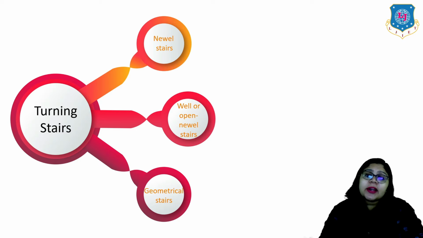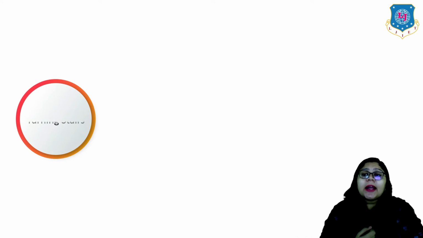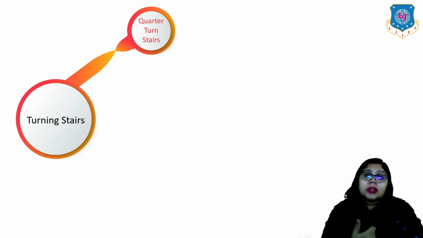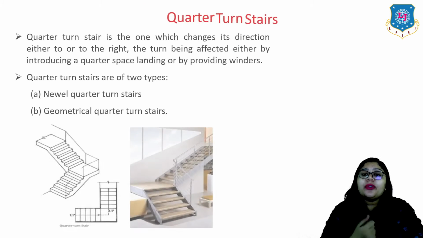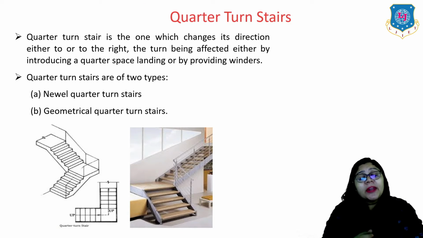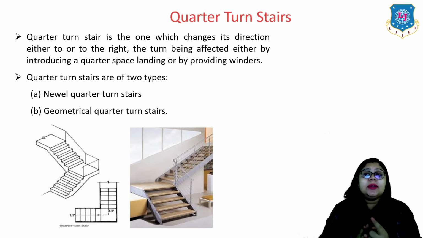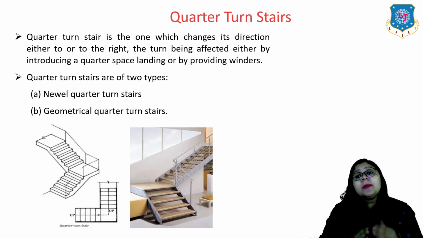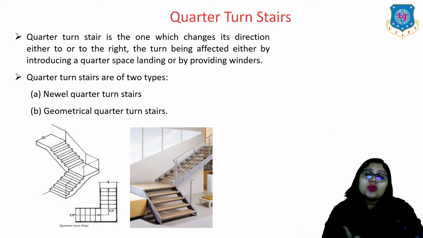Now with these we have understood these three terms regarding the turning stairs. Now if I want to classify it, we can classify it, first, as the quarter turn stairs. Now let us understand the quarter turn stairs. Basically the quarter turn stair is the one which changes its direction either to the left or to the right. The turn is effected either by introducing a quarter space landing or by providing winders. Again, this can be bifurcated into two types, the newel quarter and the geometrical quarter. Here an image shows how we have provided the quarter turn, right?